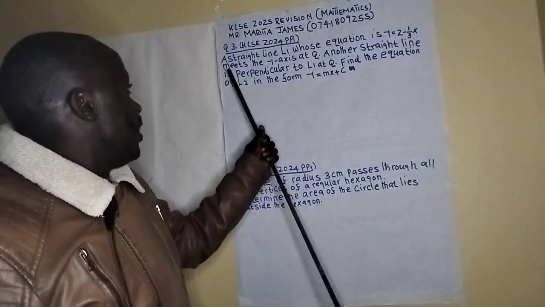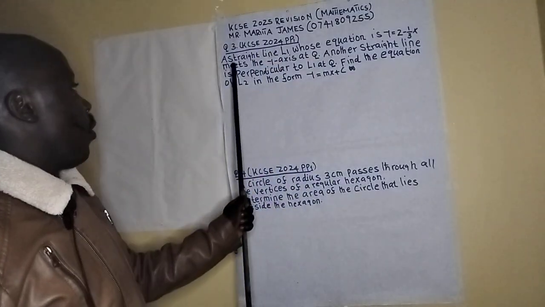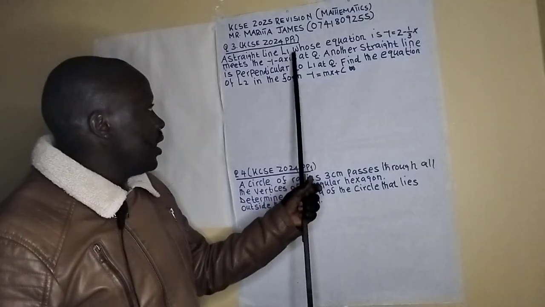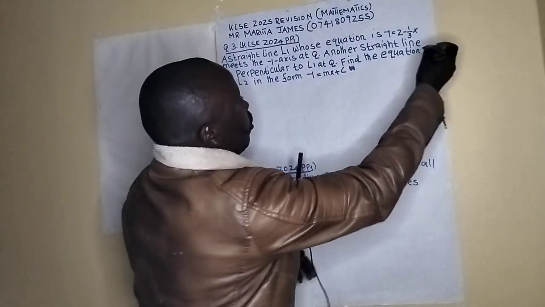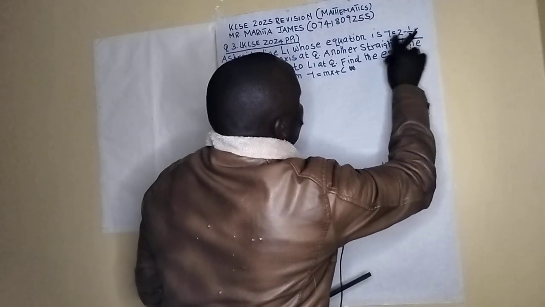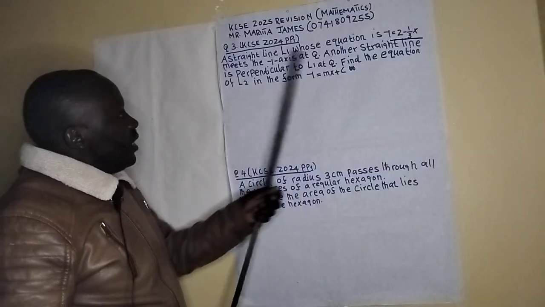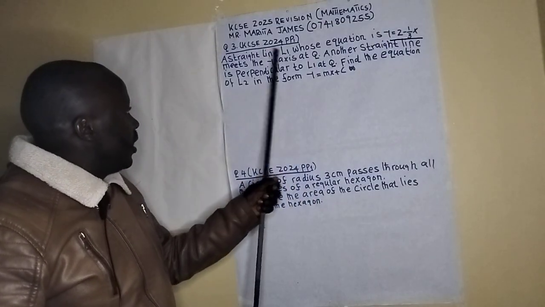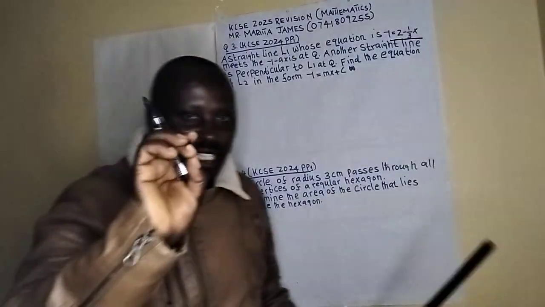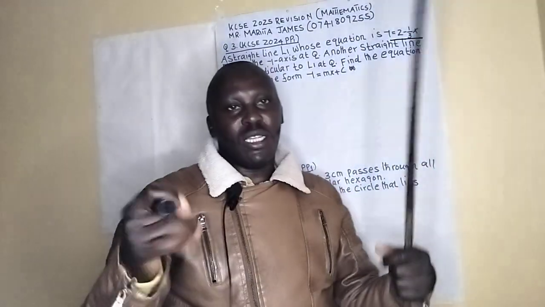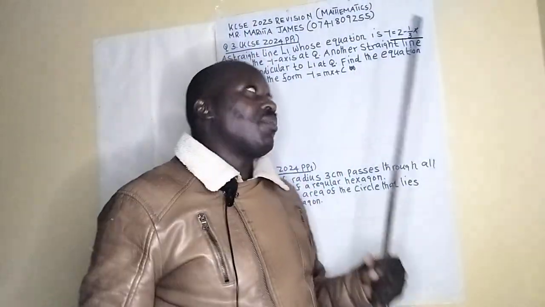So in question 3 of 2024 Paper 1, there was this question where a straight line, line 1, whose equation is y is equals to 2 minus 1 over 3 x. This line 1 meets the y-axis at Q. At the y-axis, you need to know what will happen there when the lines meet there. At the x-axis, what will happen there?